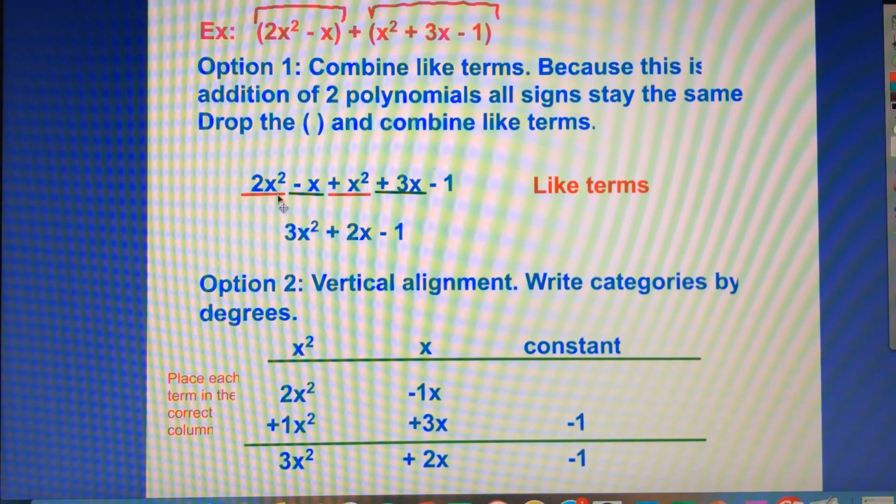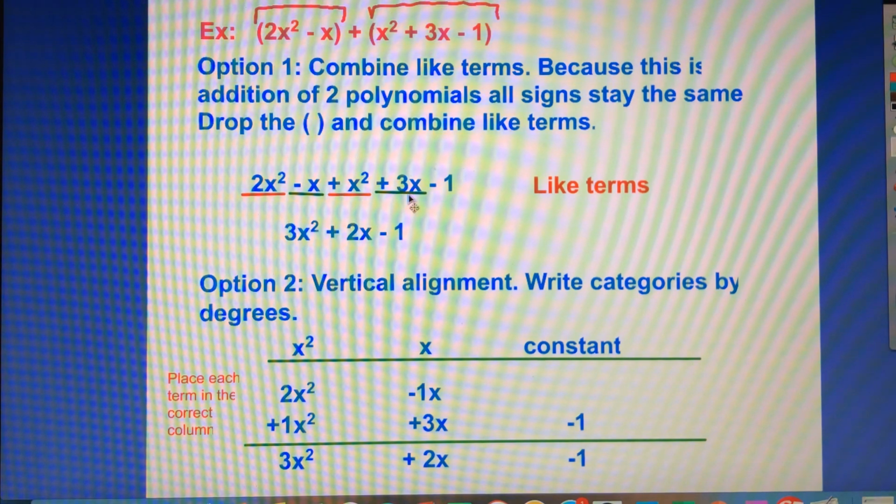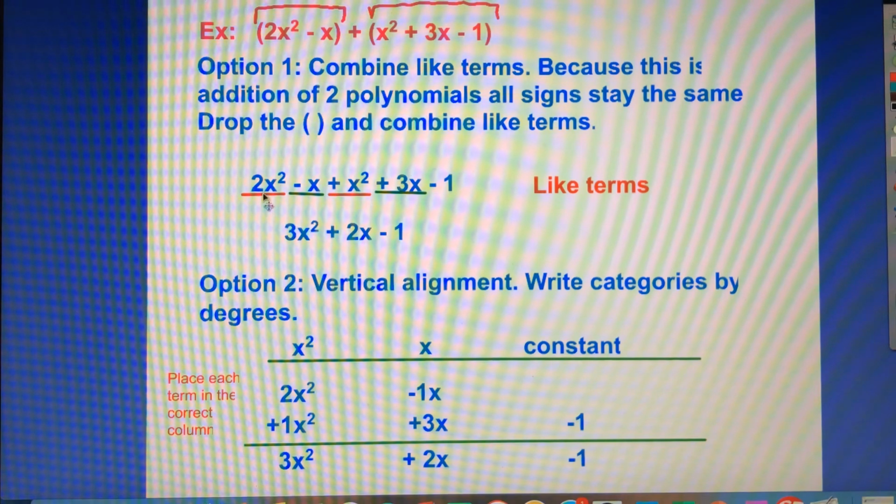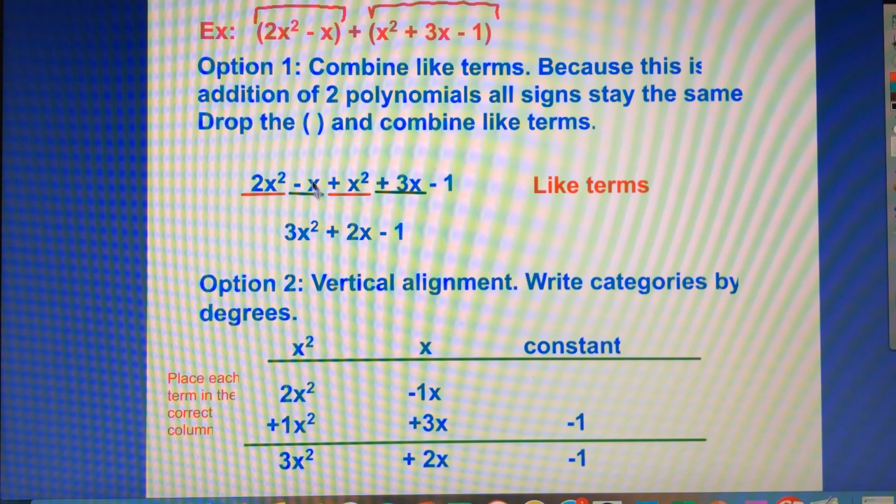Easy enough to do. I have an x squared, an x squared. I have an x, I have an x. Notice that I've used different colors. I'm a big fan of colors when I do my notes and when I ask my students to do their notes. So use your colors so that you can see what you're doing. Combine the red terms. I get 3x squared. This is a negative 1 and a positive 3, makes a positive 2, and my constant, negative 1.